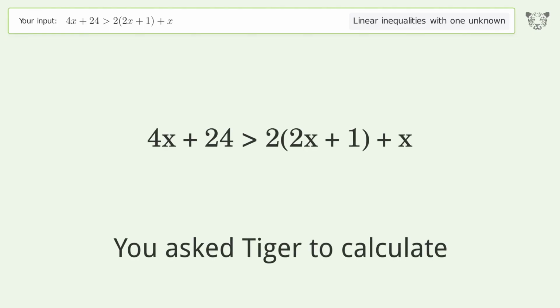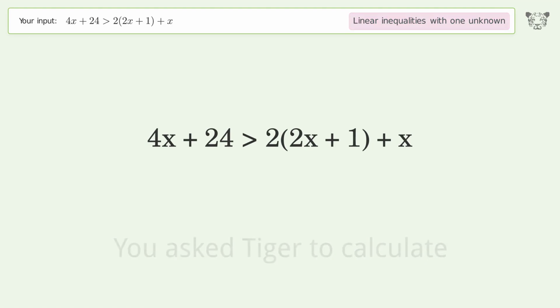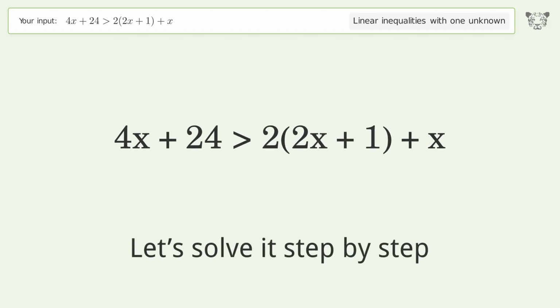You ask Tiger to calculate. This deals with linear inequalities with one unknown. The final result is x smaller than 22. Let's solve it step by step.